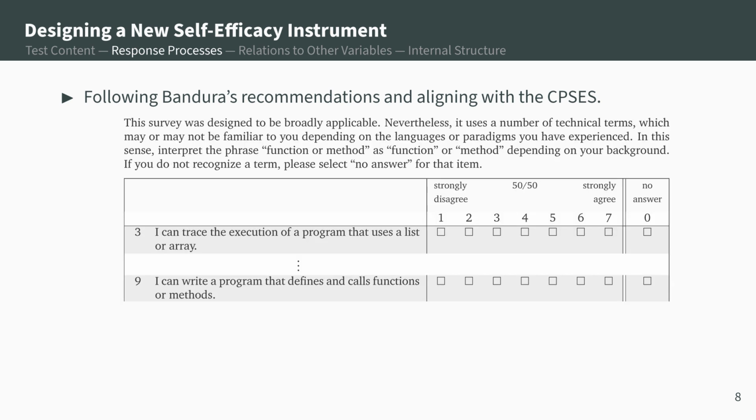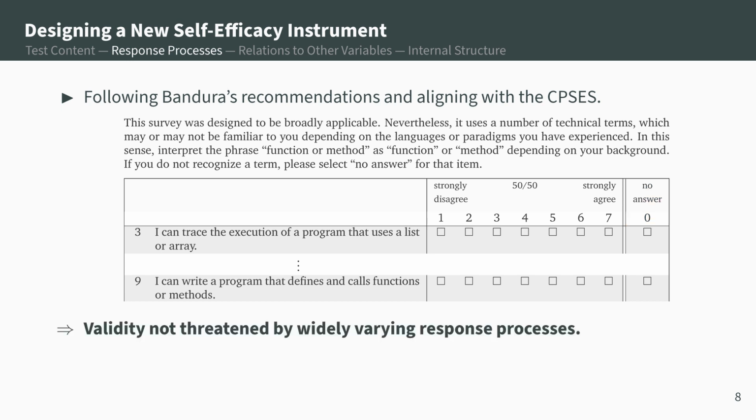For the scale of our instrument, we followed Bandura's recommendations for a Likert type scale and aligned the answer options with the CPSES to allow for comparison. We further added a preamble giving cues with respect to paradigms and how to interpret the scale values, and added a no answer option and a text field below to allow for comments on terms that might be unknown or ambiguous. Since we received no feedback on unknown terms by the participants, we have no concerns that the response processes could compromise validity of our instrument.